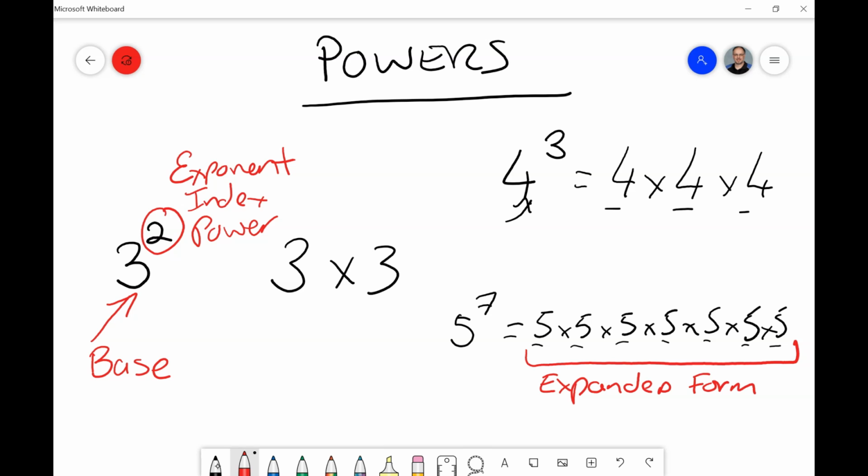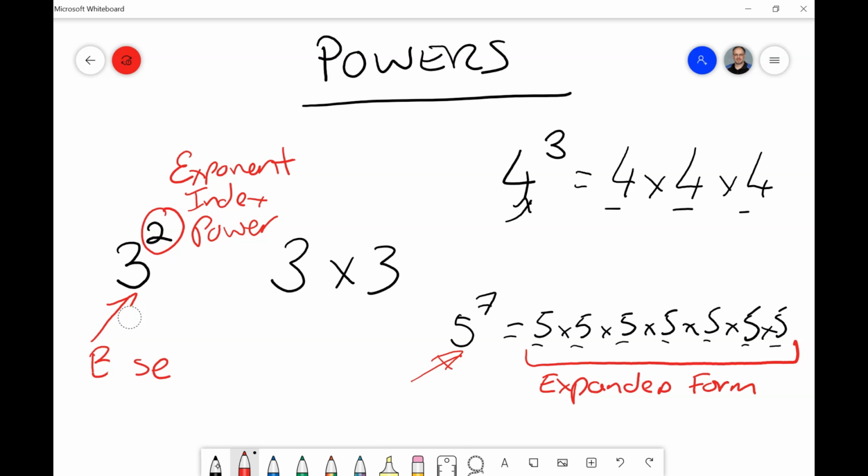Okay, so you might have a question that says, write this indice here, or this power, in the expanded form. So it's expecting you to see it and write the number out, the amount of times that the power talks about. So what we have now is the base and the exponent, index or power. We have the expanded form, and there's one more term that we're going to want to know.